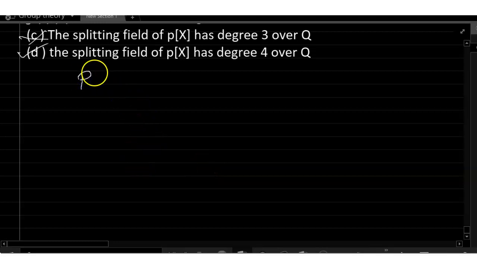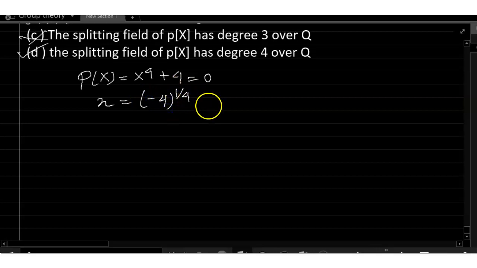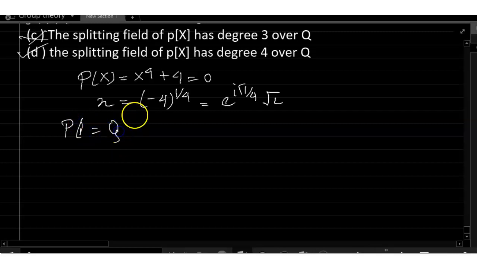Because p(x) equals x to the power 4 plus 4 equals 0, so x is minus 4 to the power 1 by 4. So it can be written as e to the power i pi by 4 times root 2, equals Q of 1 plus i, 1 minus i, and minus 1 plus i, minus 1 minus i.